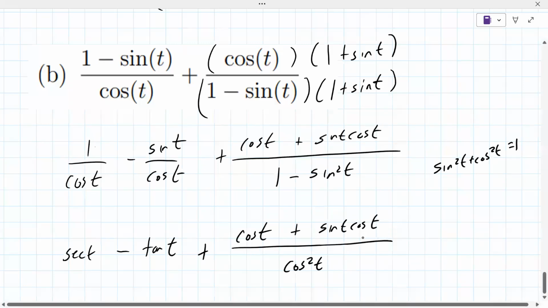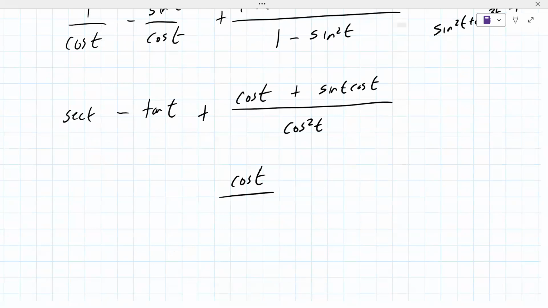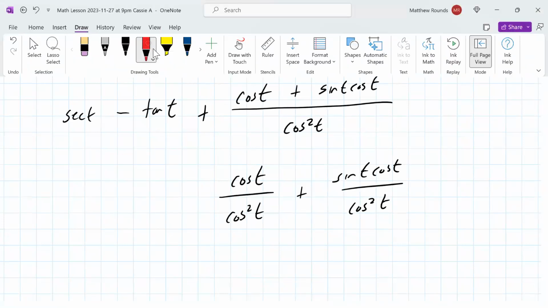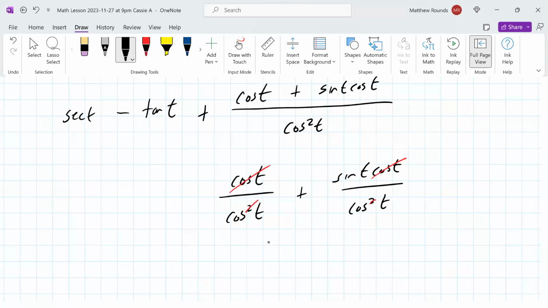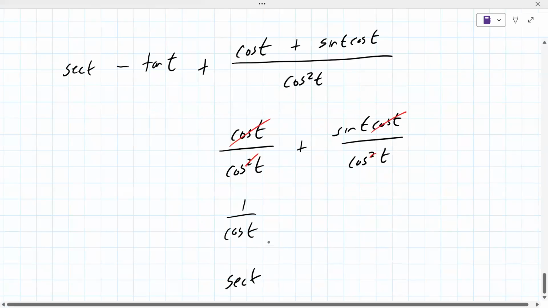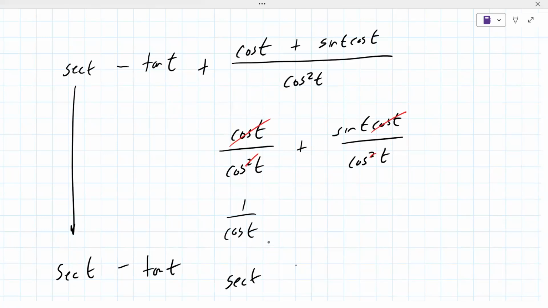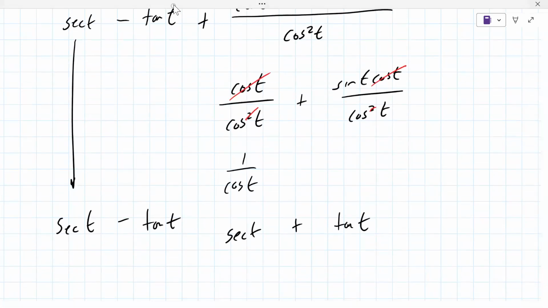Then when you divide each of these, you get cosine t over cosine squared t plus sine t cosine t over cosine squared t. Now you get some cancellations. So you end up getting 1 over cosine t, which is really secant t, and that pairs with this one, minus tangent t. On the right here, you get a plus tangent t of sine t over cosine t. Those cancel, and you get 2 secant t.